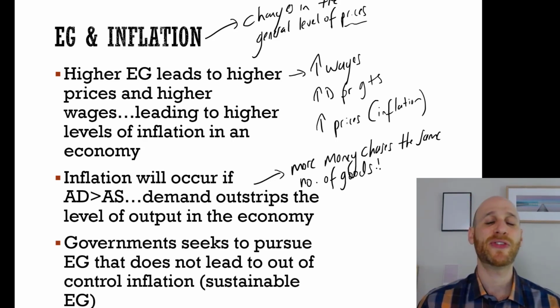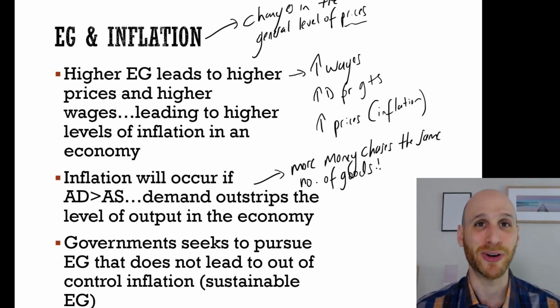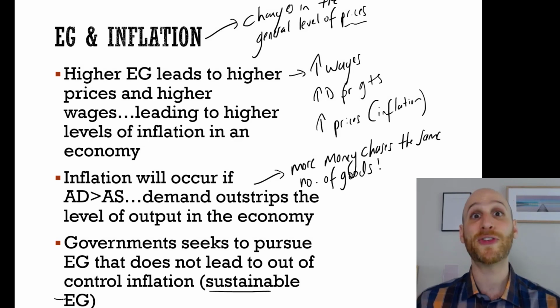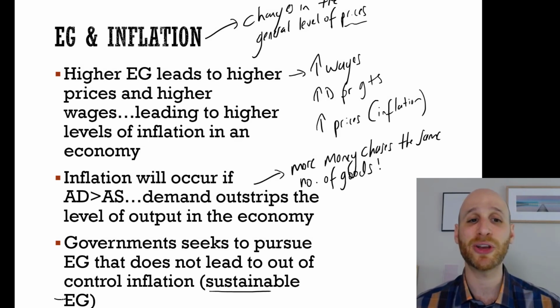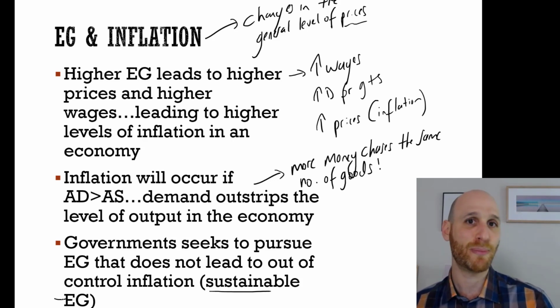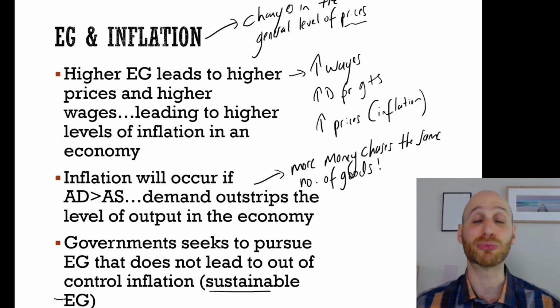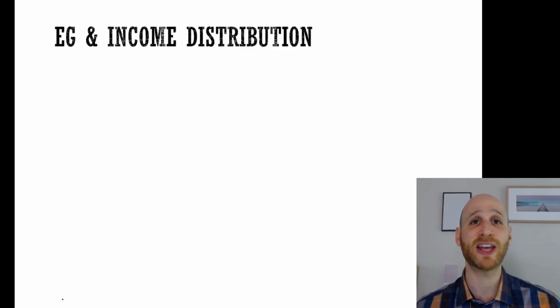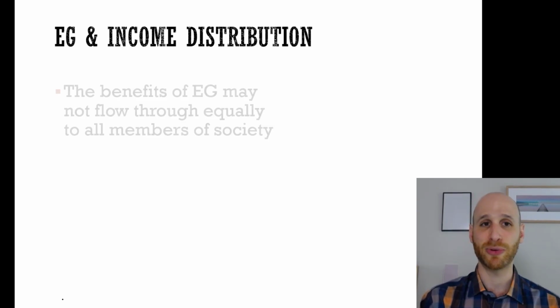Final thing to think about is that the government wants economic growth, yes, but it wants sustainable economic growth. And sustainable economic growth is economic growth that doesn't lead to out of control or rampant inflation. So the government wants growth, but not if prices are going up really, really quickly.